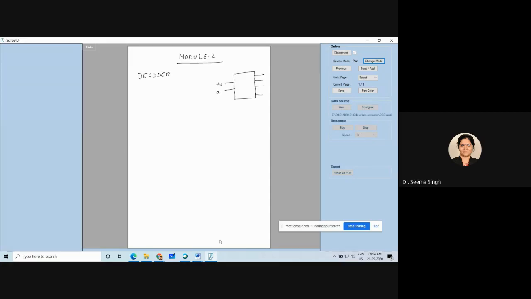And the output should also be given names, so it is Y0, Y1, Y2, Y3. Always keep enough space in your diagrams because I will be adding new pins as we go on. Okay. So a 2:4 decoder is something like this.